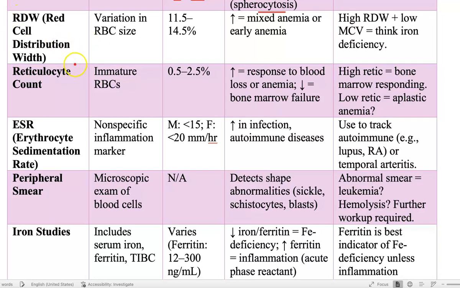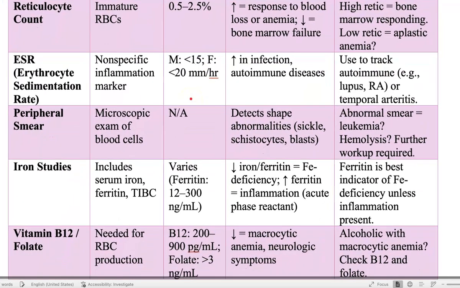RDW, that's the red cell distribution width, variation in RBC size, 11.5 to 14.5%. If it's increased, think mixed anemia or early anemia. Now, increased RDW plus low MCV, you've got to think iron deficiency.